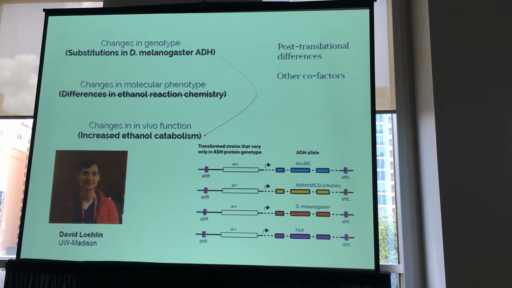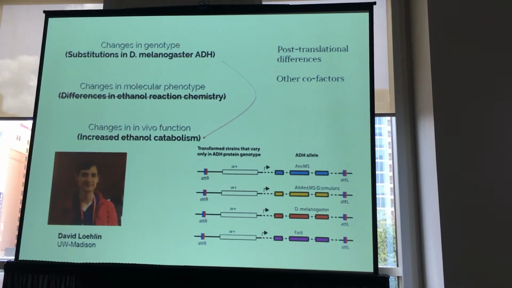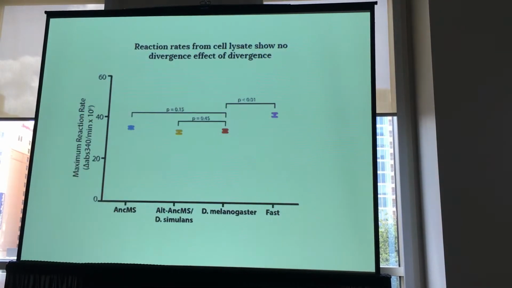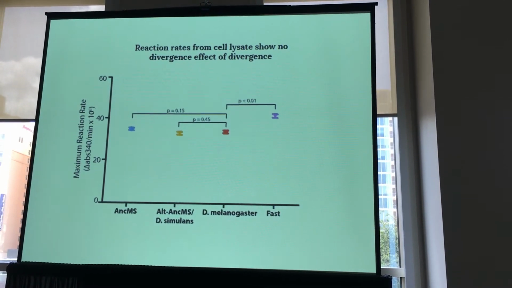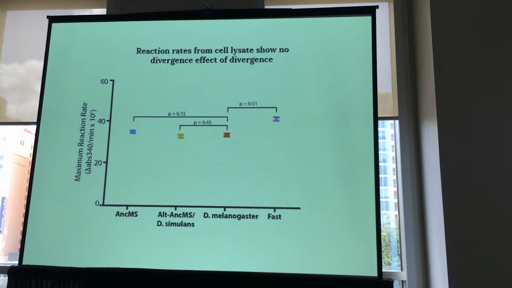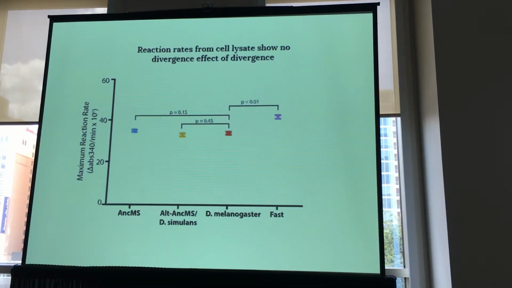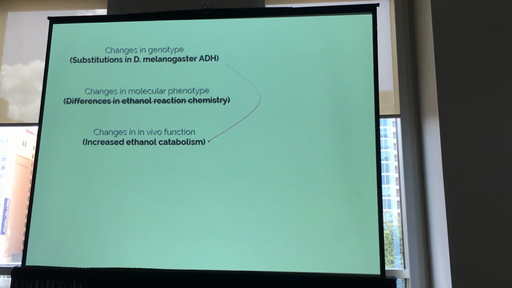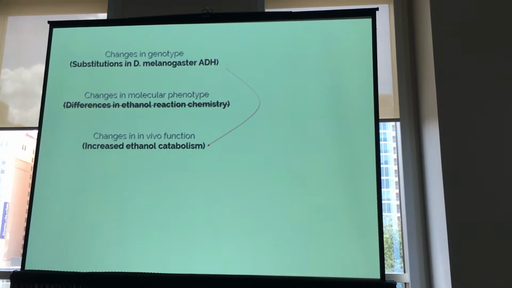And basically, he looked to see if there was a difference in ADH activity if we characterized them from cell extract. And after controlling for protein levels, we see that the maximum velocity, again, is no different between the ancestral variants and the extant melanogaster variants. Again, we see that the fast protein is different. Okay, so that prediction of the classic adaptive hypothesis also does not hold.